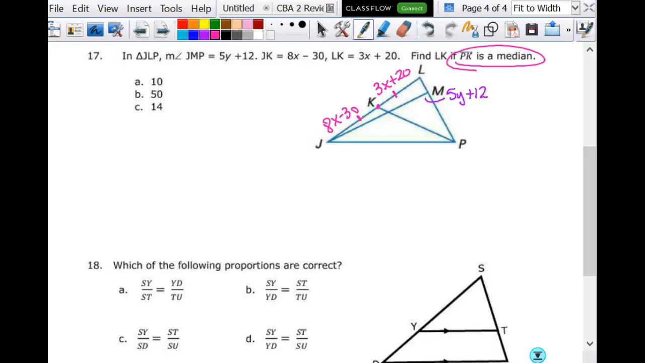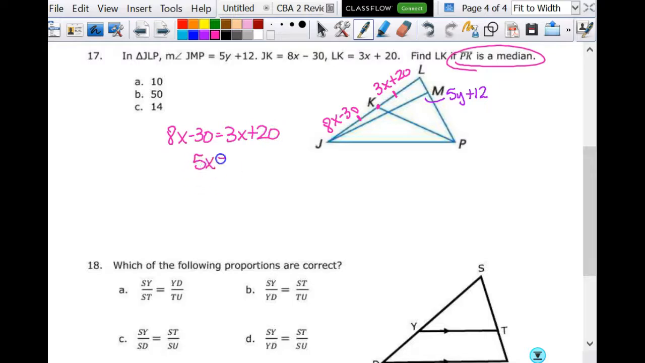So it means I need x. I do not care about y. Not only do I not care about y, I don't have enough information to figure out y, so it means absolutely nothing. Plus it's an angle measure when compared to my side lengths. These two pieces, since this is a median, are congruent to each other. So 8x minus 30 equals 3x plus 20.